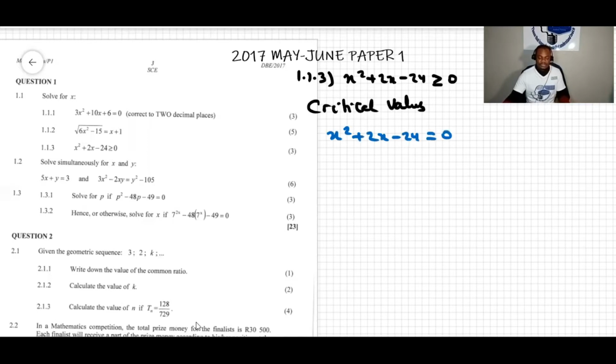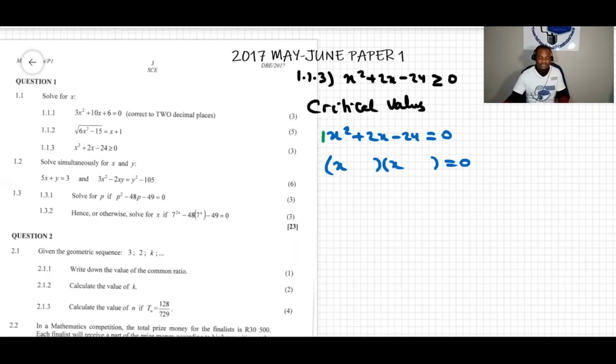Now, we can solve this by factorization. Because the coefficient of x squared is just 1, we will open a bracket, write x, close bracket, open bracket, write x, close bracket equal to 0. Now we need to find the values that we're going to place in the brackets, here and there.